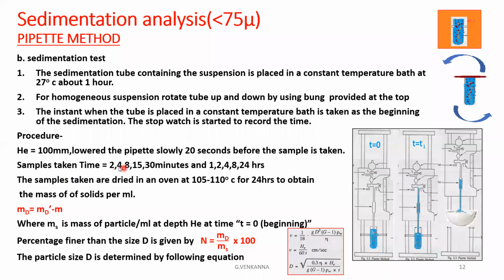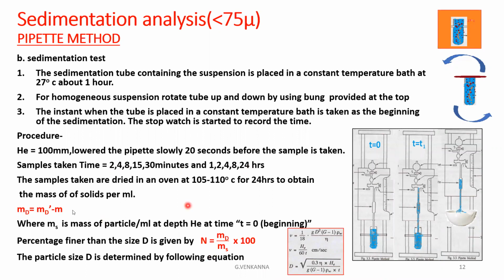Generally samples are taken at 2, 4, 8, 15, and 30 minutes. After 30 minutes, we can take samples at about 1 hour, 2 hours, 4 hours, 8 hours, and 24 hours. In all of this, we follow the same process: immerse the pipette in the sedimentation tube, and after the soil suspension is sucked into the pipette, close the valve, bring the pipette back to its original position, and transfer the suspension into the weighing bottle. Note down this weight. The same process continues for 24 hours.